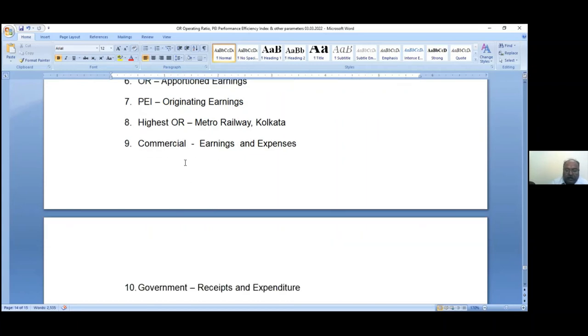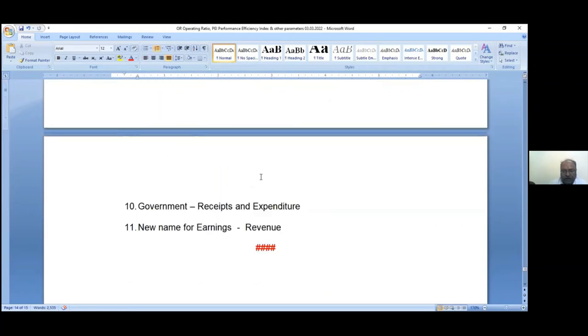What is the commercial parlance? We use earnings or revenue and expenses. In government parlance, we have to use receipts and expenditure. What is the new name for earnings? It is revenue. Yes, please raise your hand.